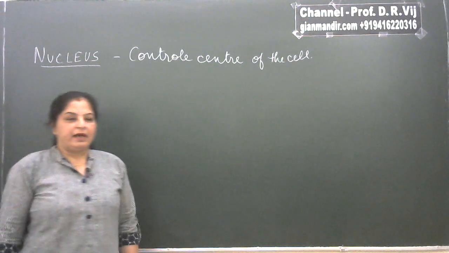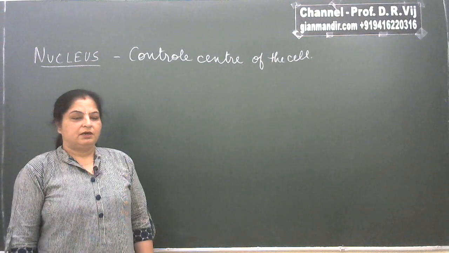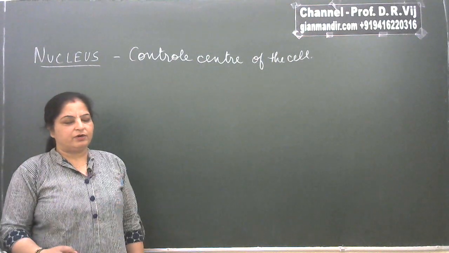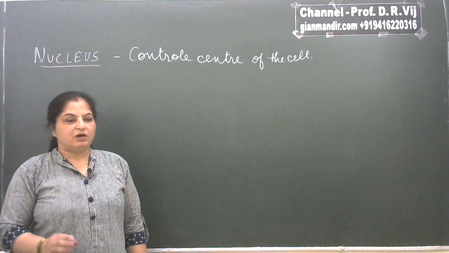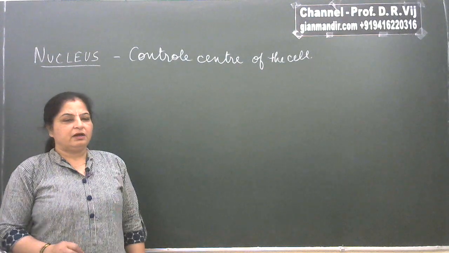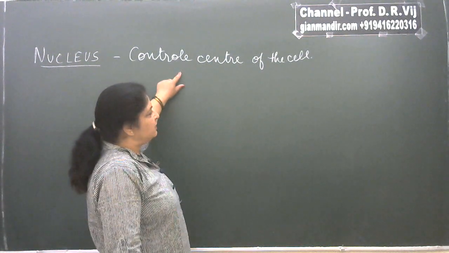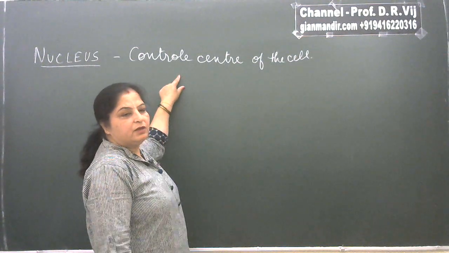You can say as to a body there is brain, for the cell there is nucleus. As in a body, all the functions, all our activities, they are controlled by the brain. So here in the cell, all these functions are controlled by the nucleus.